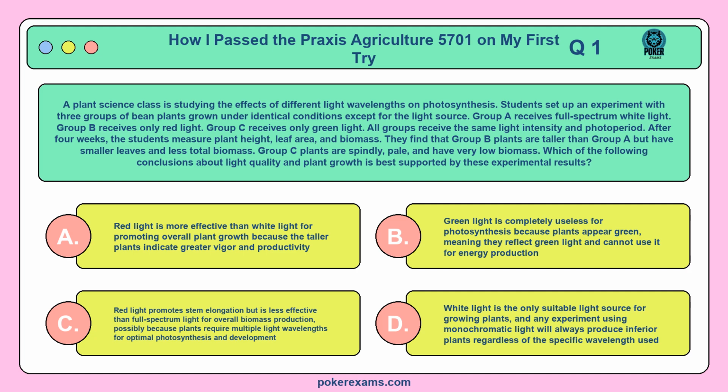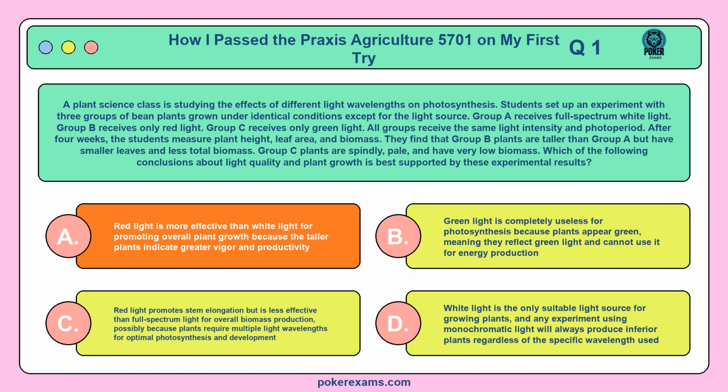After 4 weeks, the students measure plant height, leaf area, and biomass. They find that Group B plants are taller than Group A but have smaller leaves and less total biomass. Group C plants are spindly, pale, and have very low biomass. Which of the following conclusions about light quality and plant growth is best supported by these experimental results?